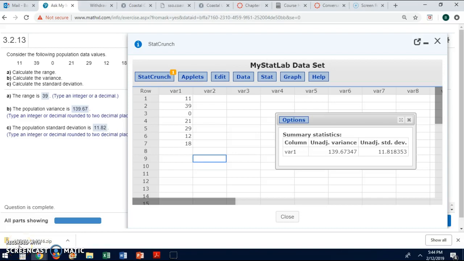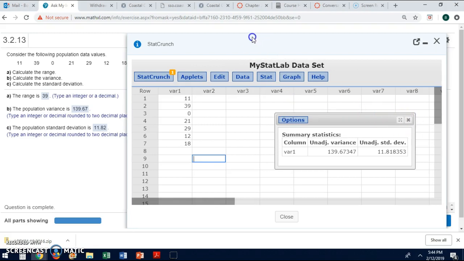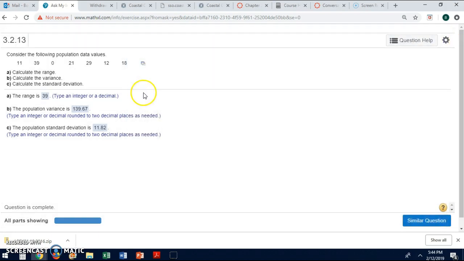Okay, so I'm going to show you how to calculate the population variance and the population standard deviation, because you have to calculate this a little bit differently when you go into my stat lab. So I'm going to show you how to do it in my stat lab, but I'm also going to show you how to calculate this by hand, just so you have an understanding of how to do that.